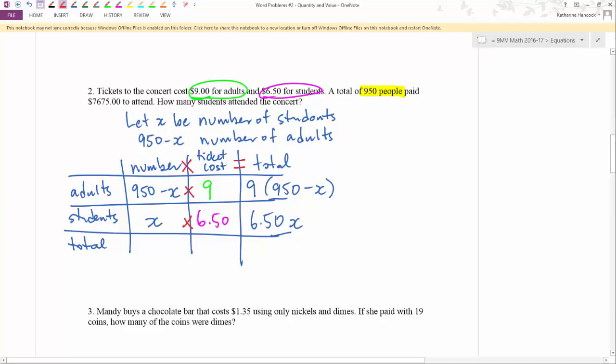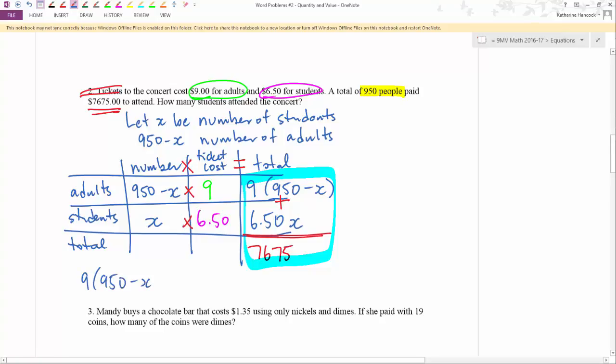They told us that the total overall that was paid was 7675. And our formula is going to come from here. The total money in from the adults plus the total money in from the students is going to equal 7675. So when we write that out, we get 9 times 950 minus x plus 6.5x equals 7675. And because I wrote really big, I don't have enough room.